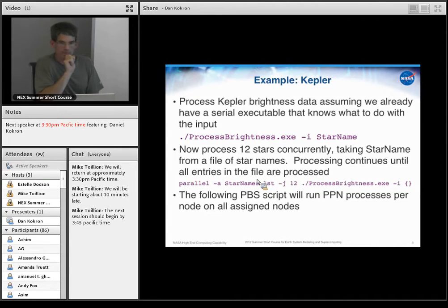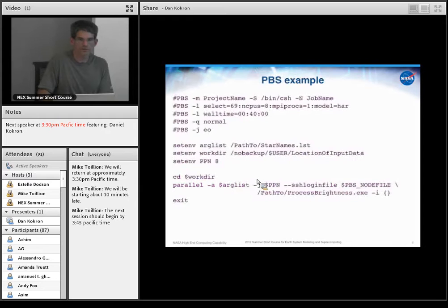A nice feature of parallel is it knows about other nodes. You can tell it other nodes to run on, and it will. And this is an example PBS script. Have you been introduced to PBS scripting at all? Not at all. Okay, this is your first one.